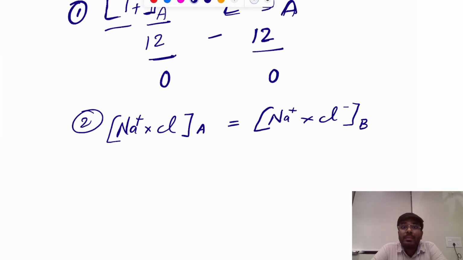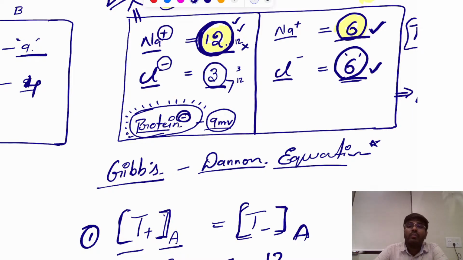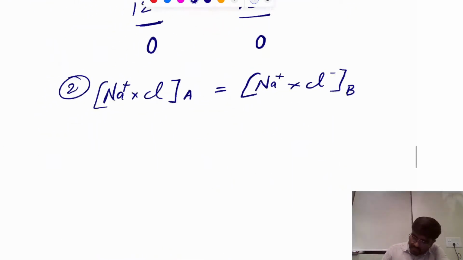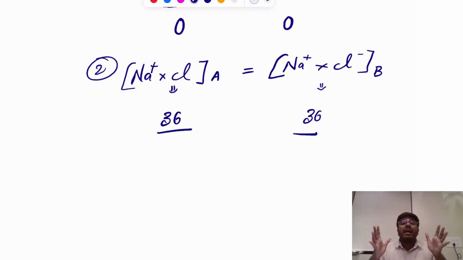So what exactly does this product mean? Multiplication. In compartment number A, 12 into 3. How much is 12 into 3? 36. So the product in compartment number A and the product in compartment number B are the same, 36. Because both compartments are electrically neutral, the product is coming out the same. That is why there is no net movement of the ions.